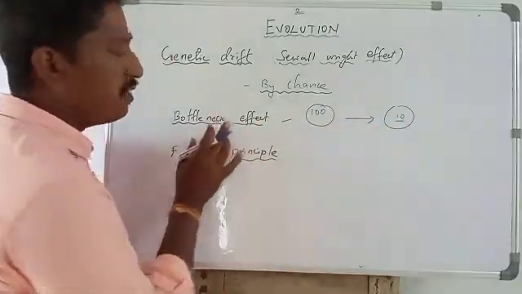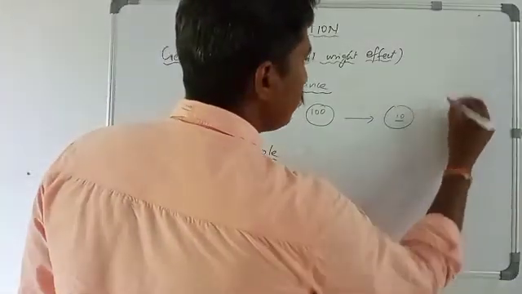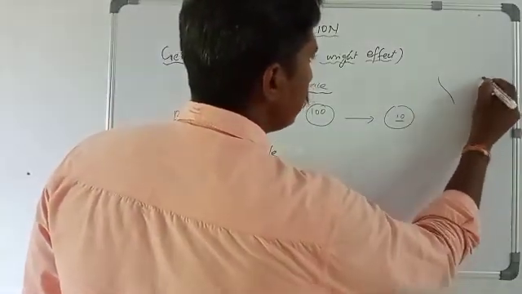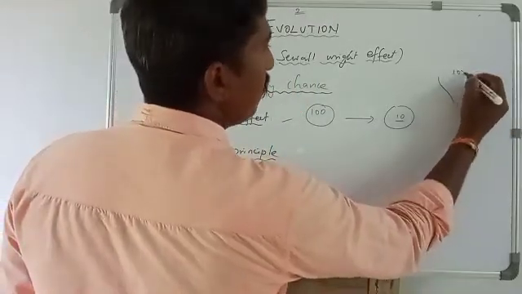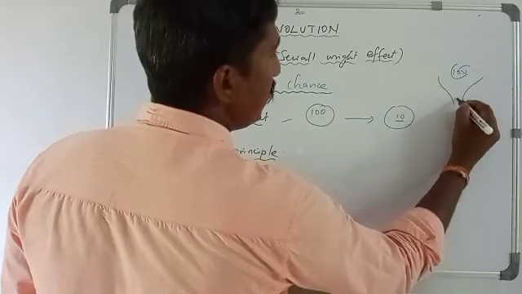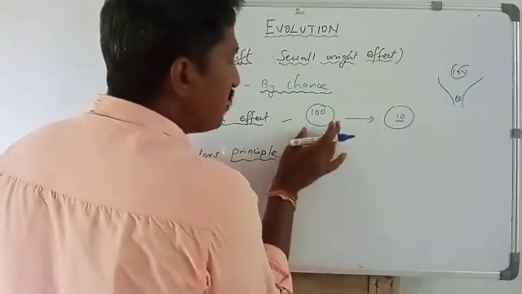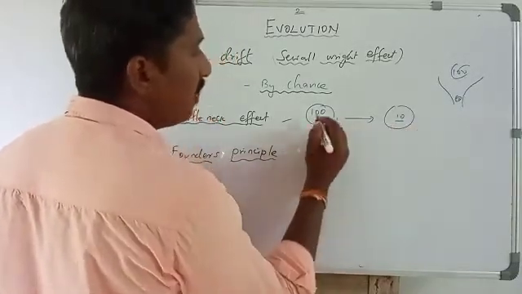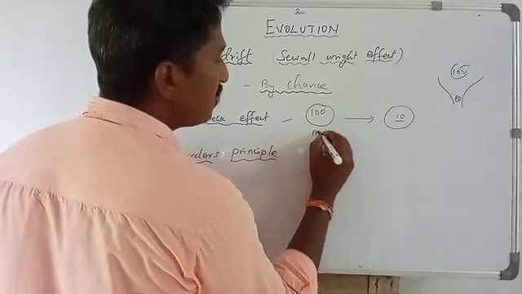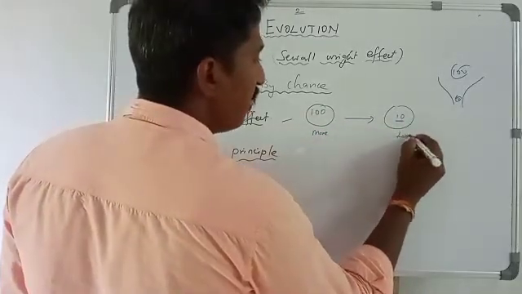Okay, this effect we call the bottleneck effect. This is called a bottleneck. Here the population is 100, now the population is 10. When we compare the gene frequencies of the 10 and the 100, in the population of 100 the genetic variations are more, but in the 10 the genetic variations are less.